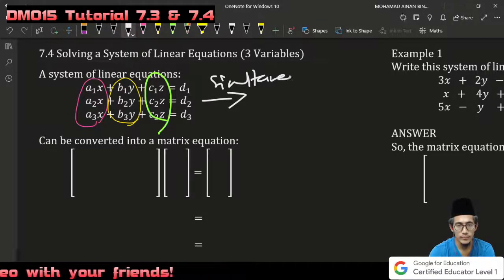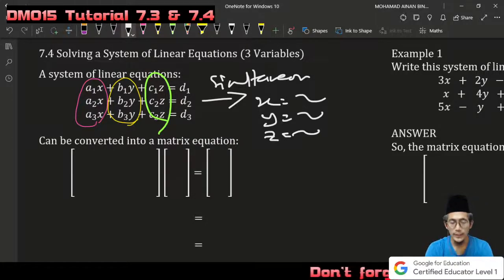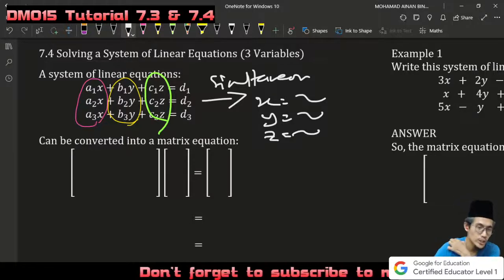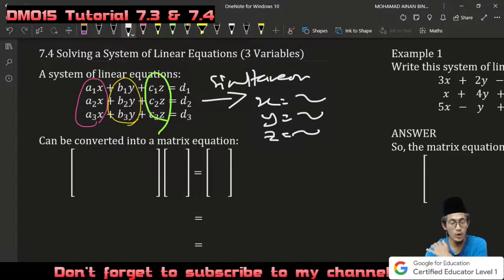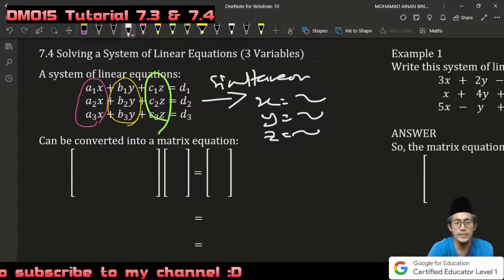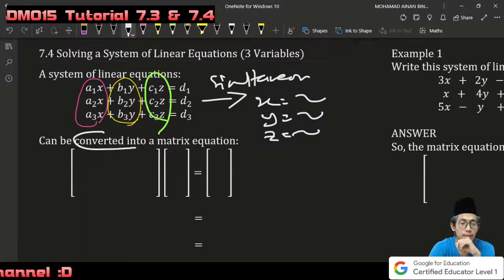Simultaneous. Simultaneous, to get X tu apa, Y tu apa, Z tu apa. Okay. But bila dah belajar matrix, okay, matrices, we also can or able to solve this system of linear equation by using matrix. Tapi dengan syarat, we have to convert into a matrix equation. Kena convert dulu. Okay. So, how to convert?